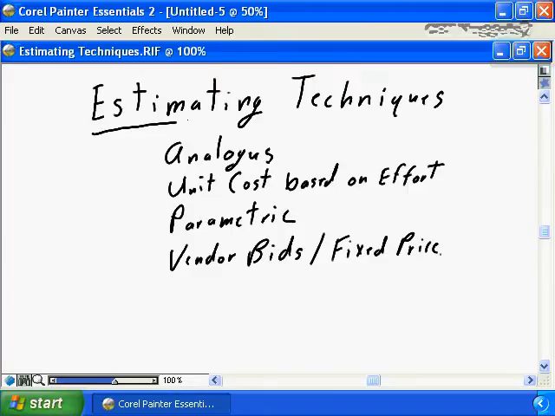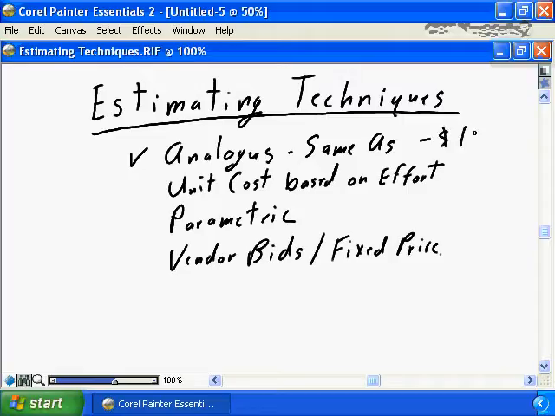Specific estimating techniques you may need to bring into play as you're developing your cost estimates for each work breakdown structure element. You may need to apply an analogous approach, i.e. the same as. The last time we did a task, the last time we completed a project element that was like this, it took us a certain dollar or certain time effort.